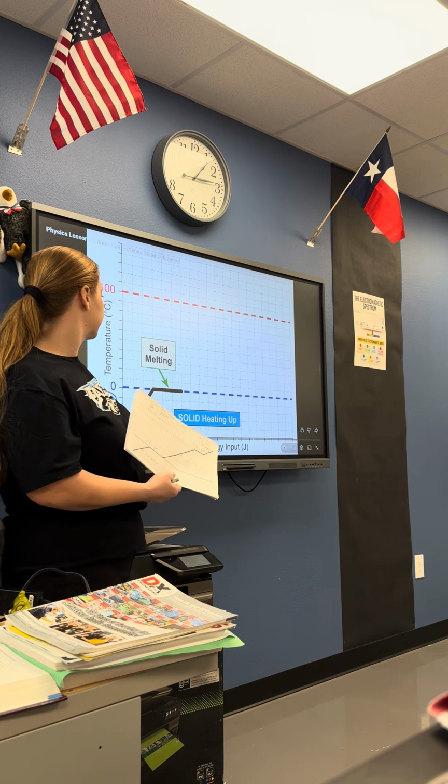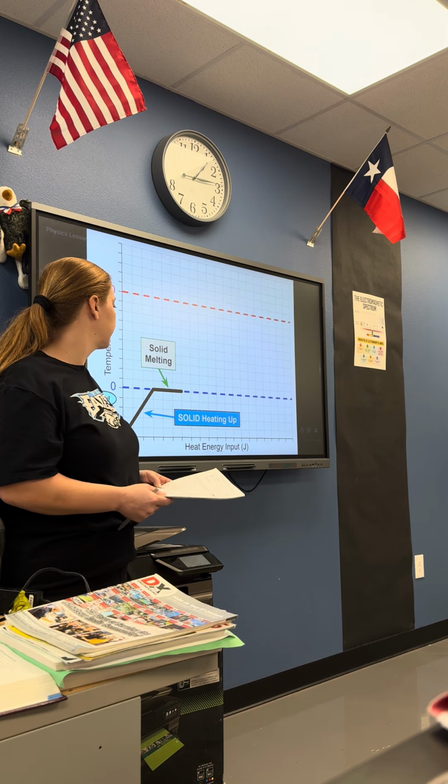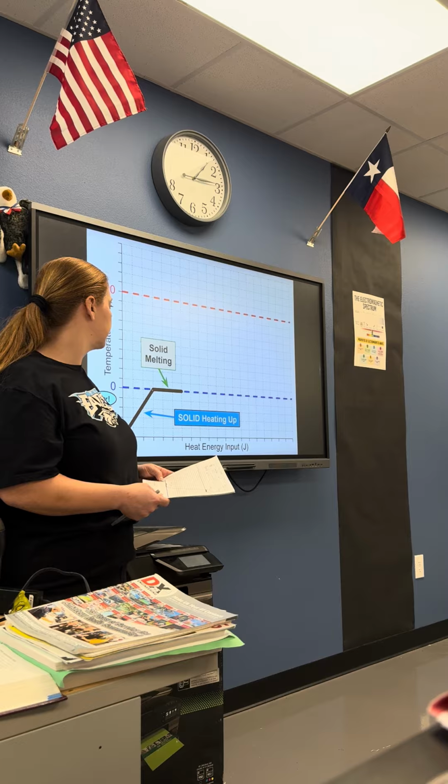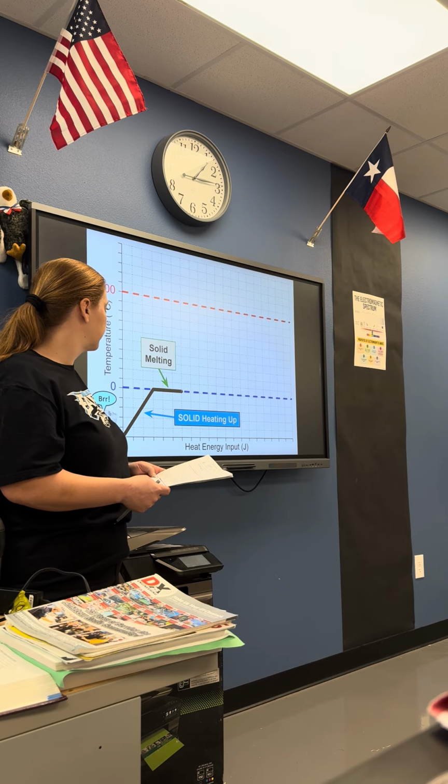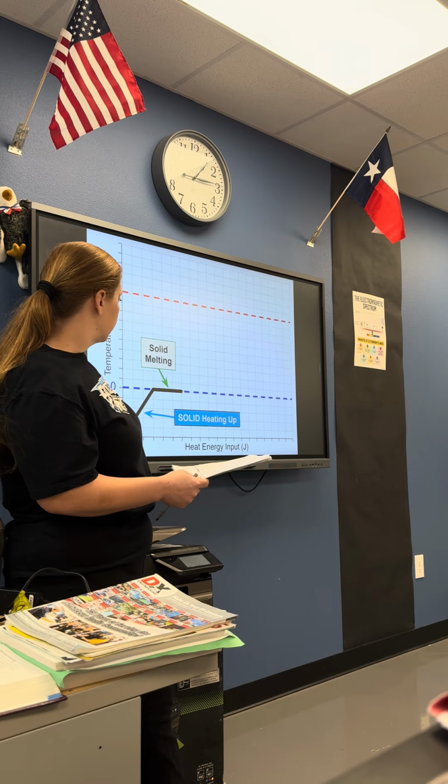So this is the part of the graph that shows the solid melting. Now, at the beginning of this plateau, all of the block of ice is solid, but by the end of this line, all of the block of ice has converted into a puddle of water. So now it's all liquid. On the left is all solid, on the right is all liquid. But you'll notice it's the same temperature throughout that whole process.